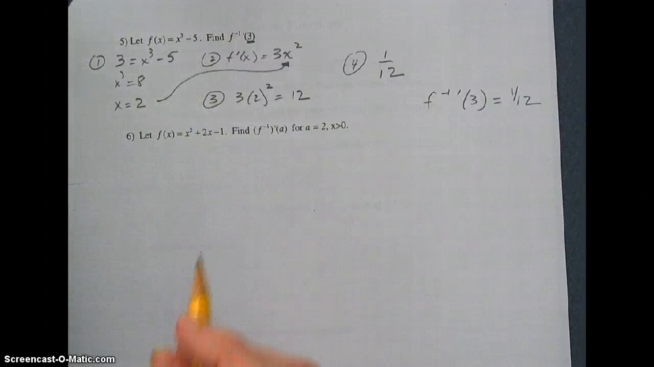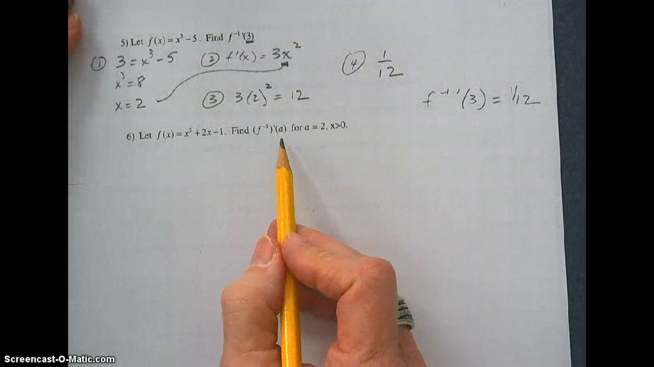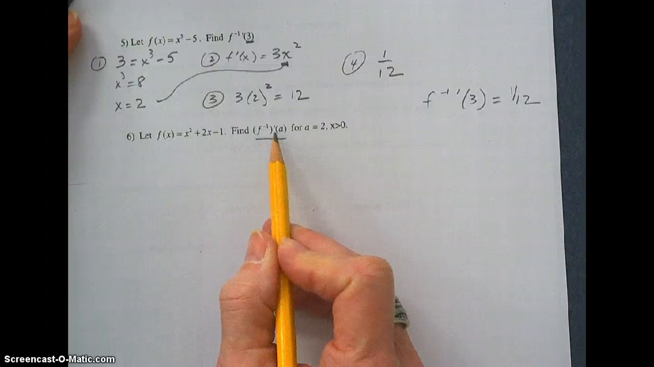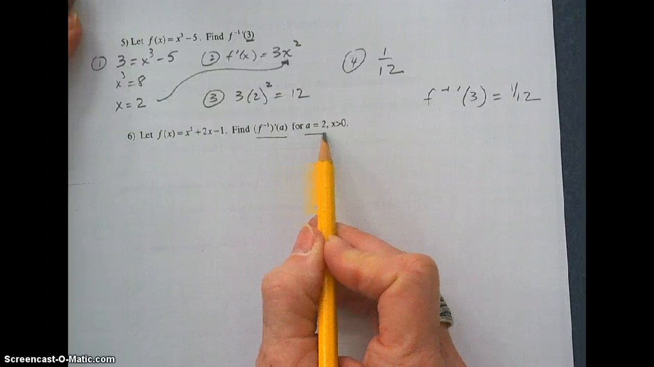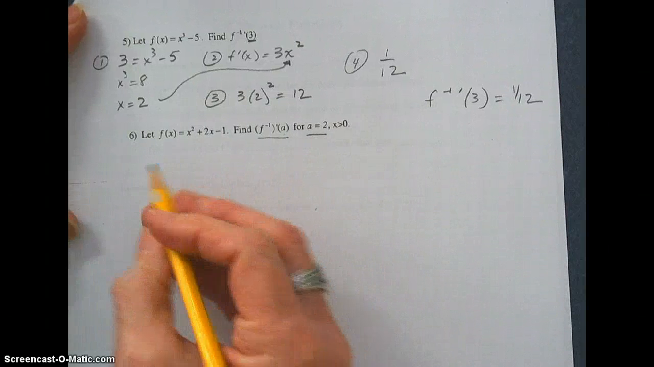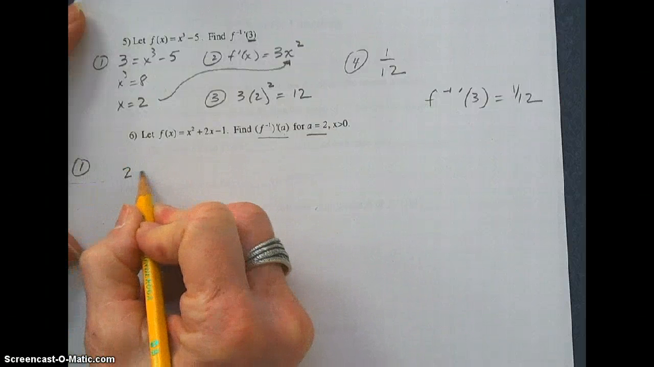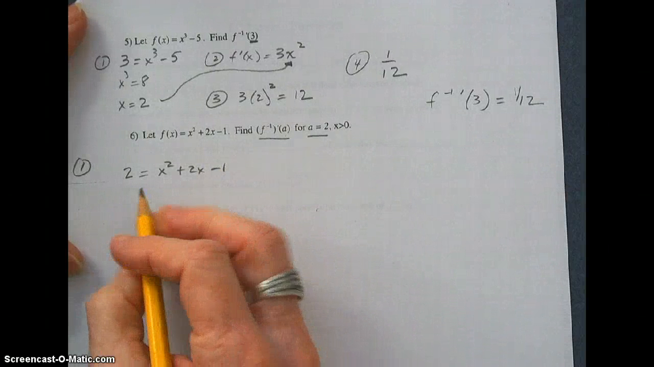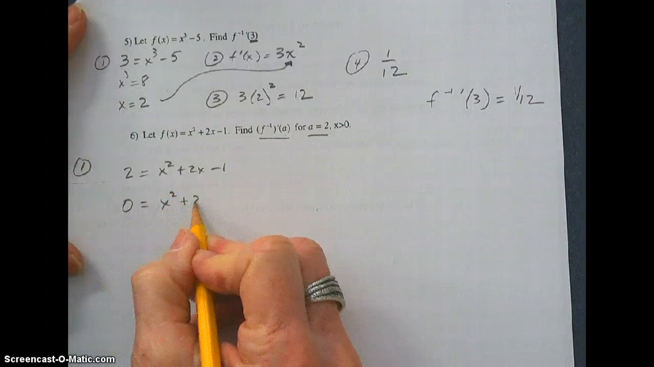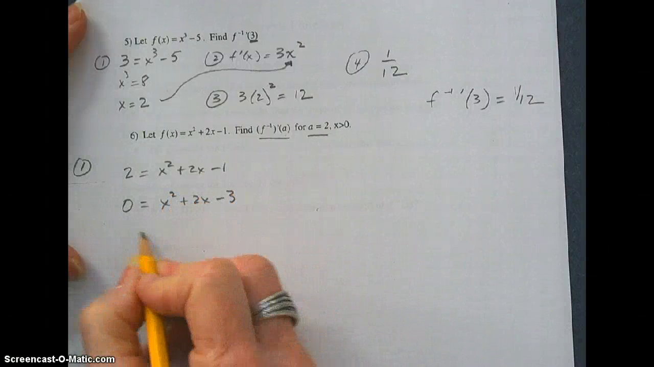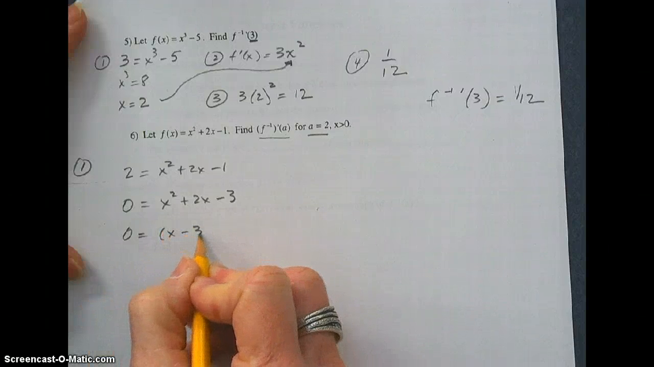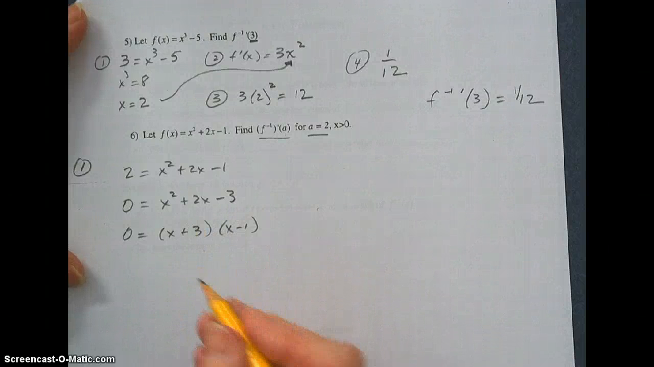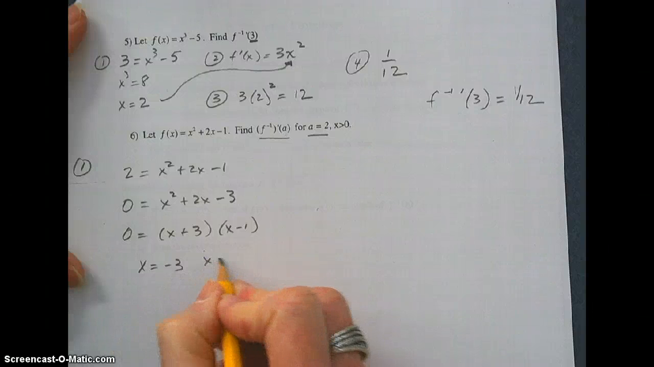Number 6. This is a little bit different because sometimes it's worded differently. Here it says find the inverse's derivative at a, but then it says when a equals 2. So again, step 1, let's plug in 2 for y. We have a quadratic, so to solve that, we need to set one side equal to 0. What are the factors of -3 that add up to +2? Our answers would be -3 and +1.